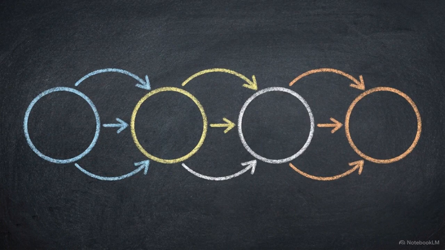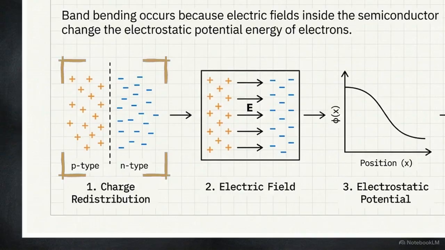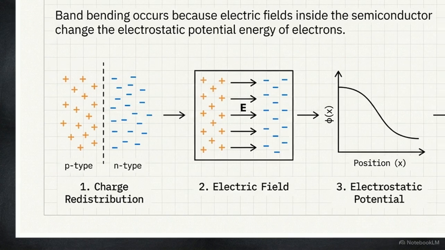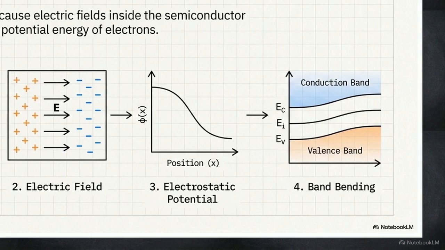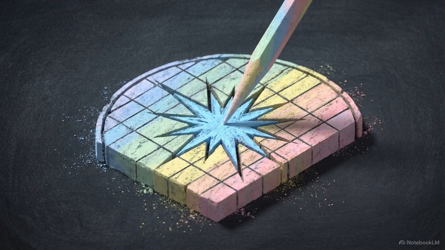Every energy level shift follows a specific four-step causal sequence. The reaction begins with charge redistribution, mobile electrons and holes moving across the boundary. This charge separation establishes an internal electric field, shown by the E vector arrows. That field alters the electrostatic potential, directly shifting the electron's potential energy and bending the bands. Tracing this sequence allows for the precise prediction of how any semiconductor interface will behave.